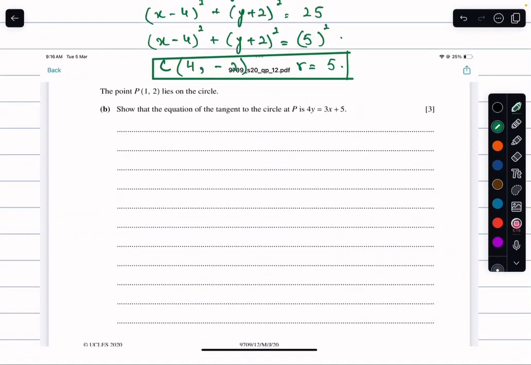The second part, the point P(1, 2) lies on the circle. So again, if I just draw a small circle, I know the center. The center is 4 and negative 2. And there is a point P which is 1, comma 2. Let's say that point is here.